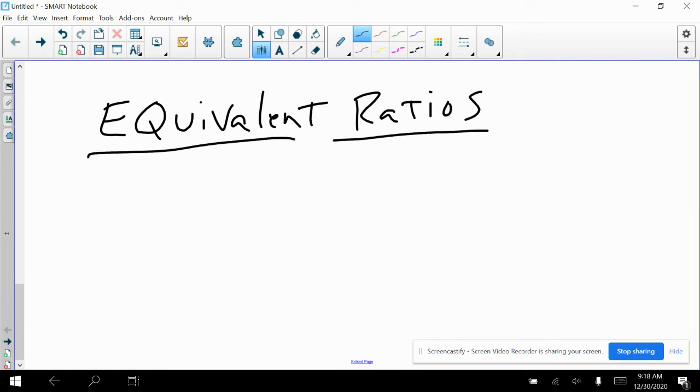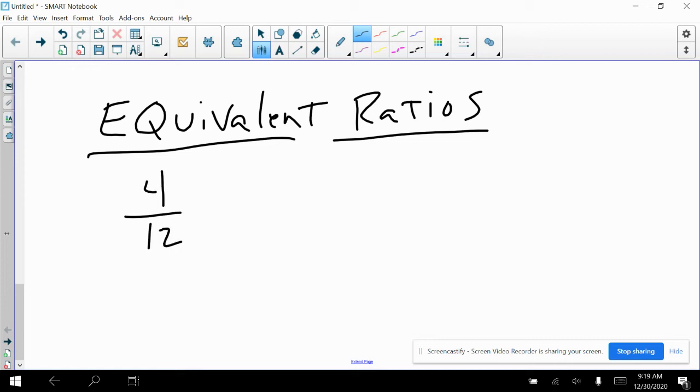Okay, equivalent ratios, again, is very, very similar to equivalent fractions. Basically, it's the same skill. But again, we're dealing with ratios that look like fractions. And again, the only way that you would know the difference between a fraction and a ratio is by reading the question.